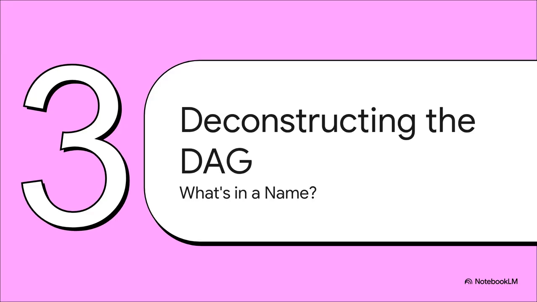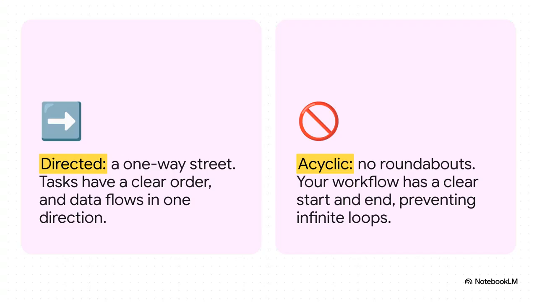So let's actually break that name down. Let's pull the jargon apart, because each word, directed, acyclic, and graph, tells us something really important about how Airflow thinks. Directed is easy. It just means your pipeline is a one-way street. Task A runs before task B, which runs before task C. The flow is predictable. Acyclic means there are no loops or roundabouts.